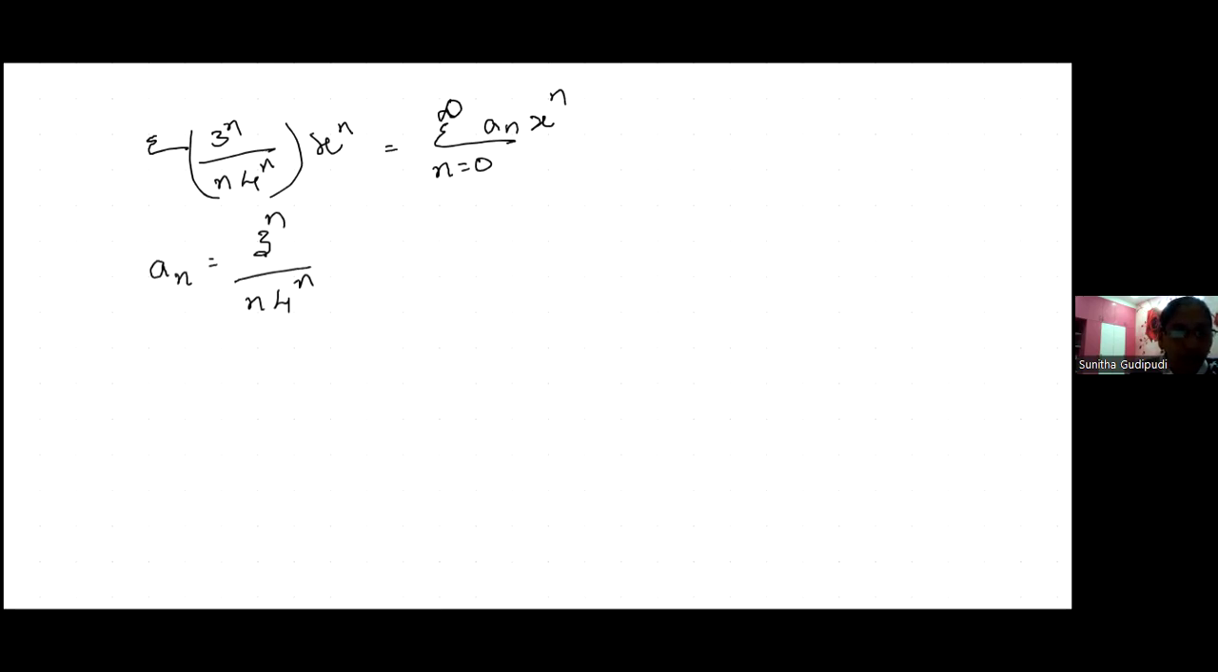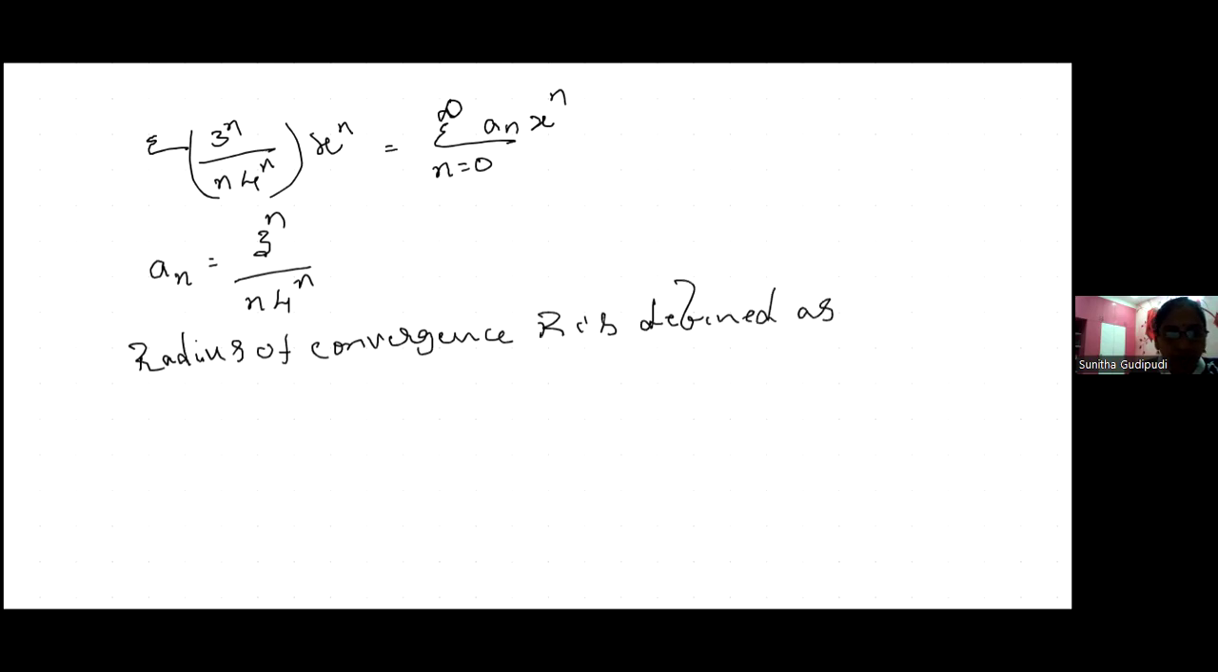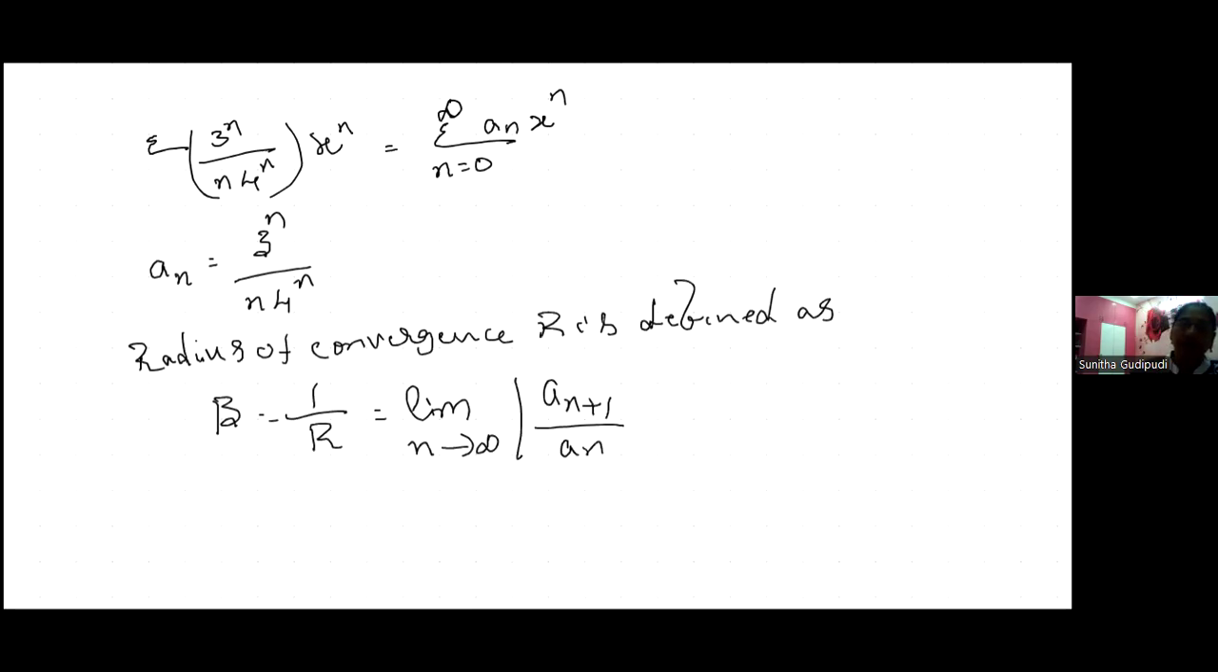So how do I find out the radius of convergence? The radius of convergence R is defined as beta equal to 1 by R, which is equal to the limit n tends to infinity of modulus of a_(n+1) by a_n. This is how I'll get my radius of convergence.